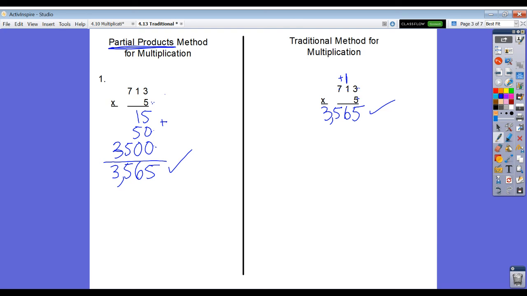You have a really solid foundation now that you've practiced so many different methods of multiplication. You really understand what's going on when you use these different methods.